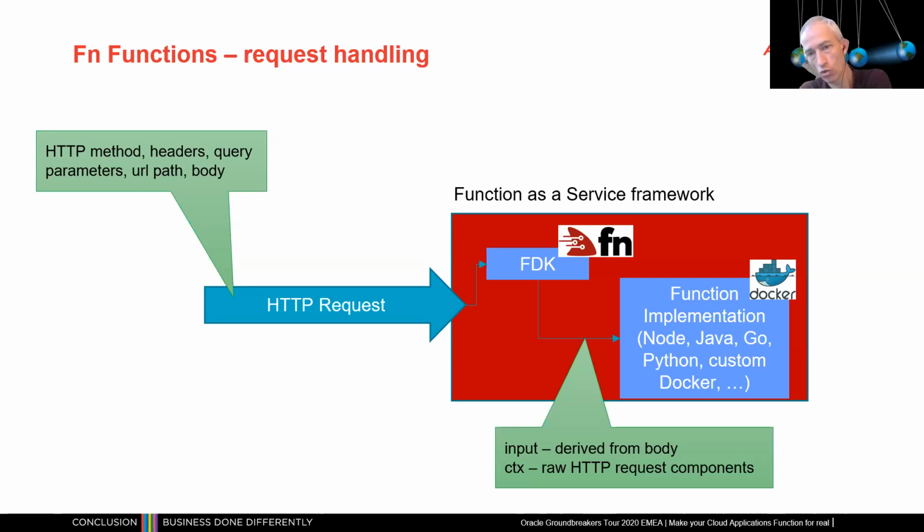Your function then, so your code, gets two input parameters. One is called input, or you can call it anything, but by convention it's called input, and it contains the body from the HTTP request. You also get a context parameter, which contains a lot of additional details about the HTTP request itself. And then your code can do its thing, can handle the request, and in the end produce a response that's returned to the invoker of the function. The only thing you need to focus on is the function that sits inside that Docker container.